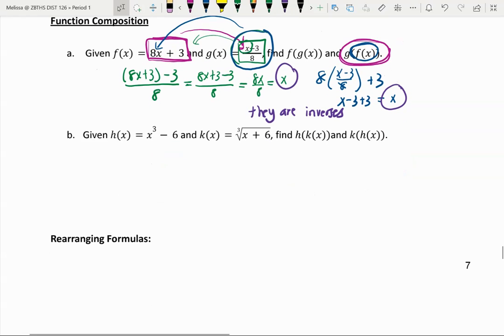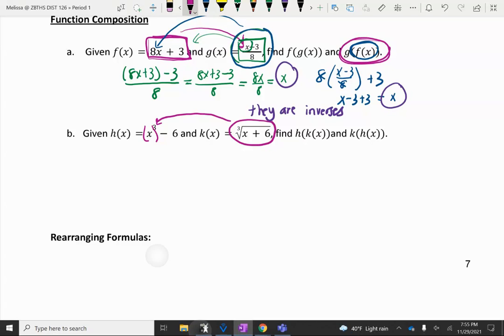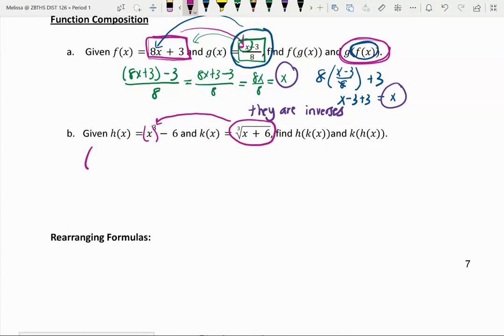Okay, so I'm going to do the same thing with my second problem here. And again, it doesn't really matter what order you go in. Let's do this one into this first. As soon as I see x, I'm replacing it with this whole thing. So x is the first thing I come across, and I'm going to replace that right away with my entire other function. So I have the cube root of (x plus 6), close those parentheses, and that is cubed. Okay, so this is my x cubed minus 6.